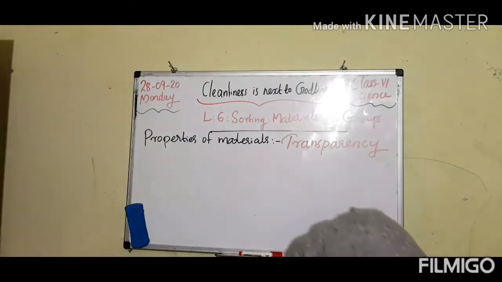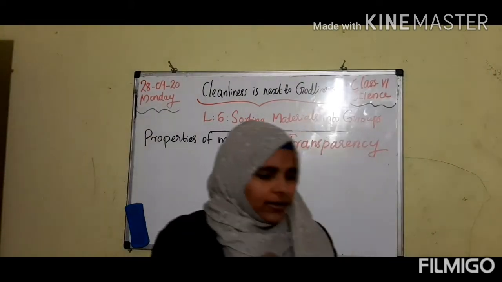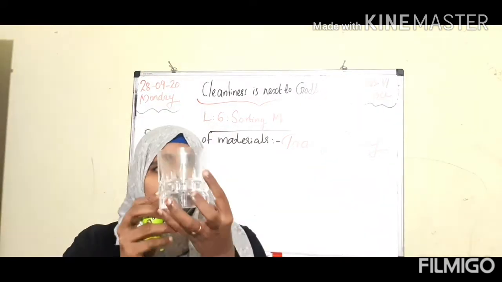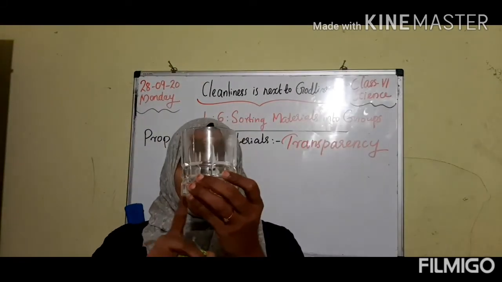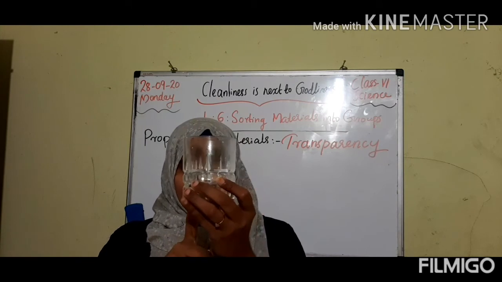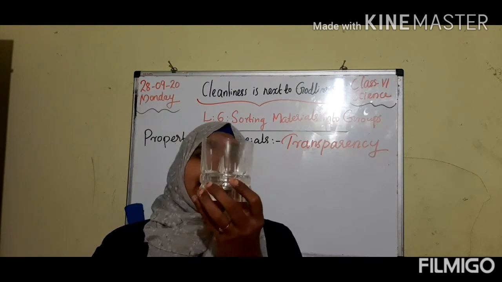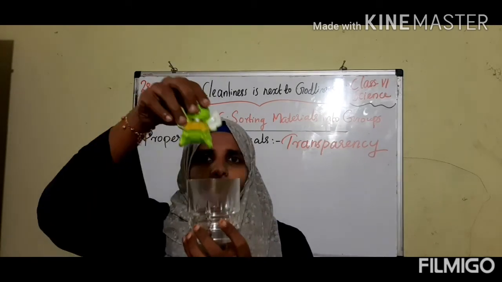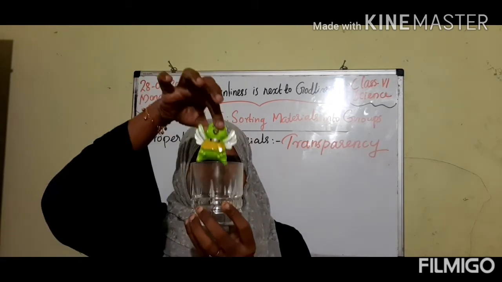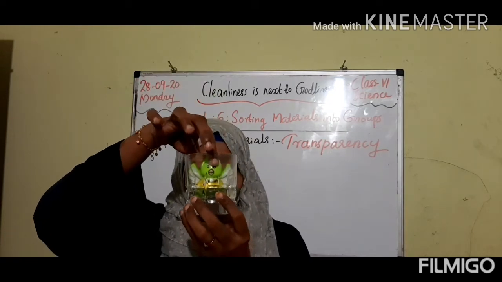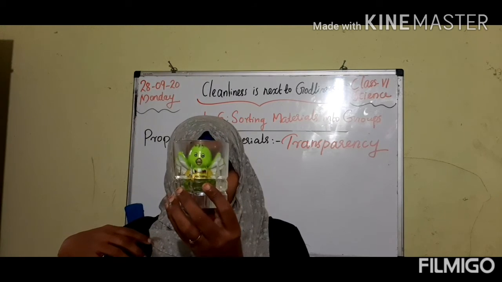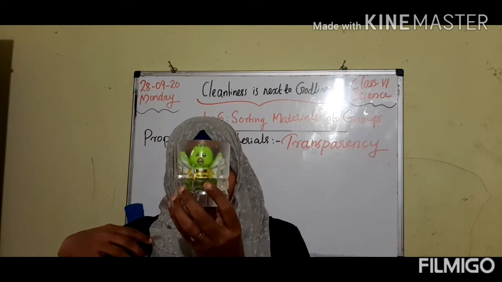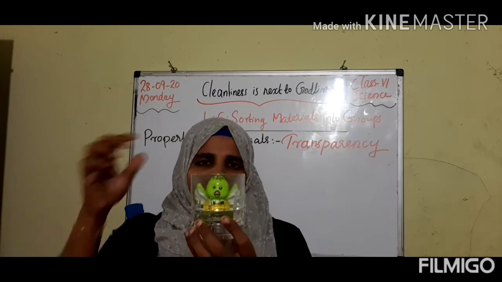Okay. So here I have one glass in my hand. Everybody look please. I have one glass in my hand, right? And I am going to put this toy inside this glass. Can you see the toy clearly, children? Right, you can see it, right, children?